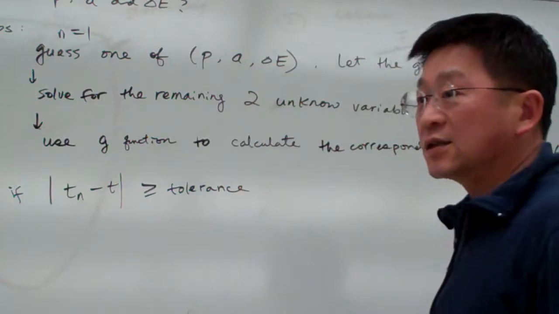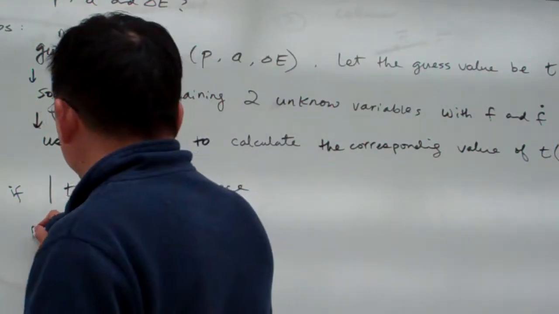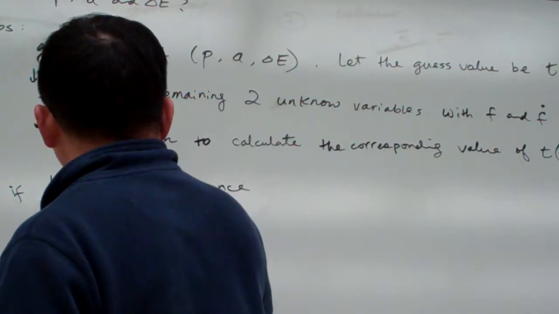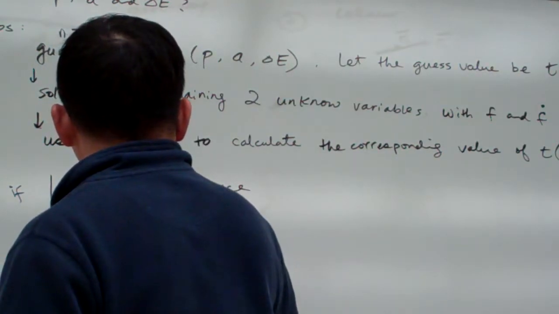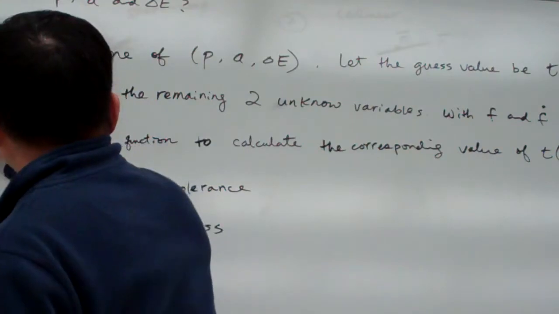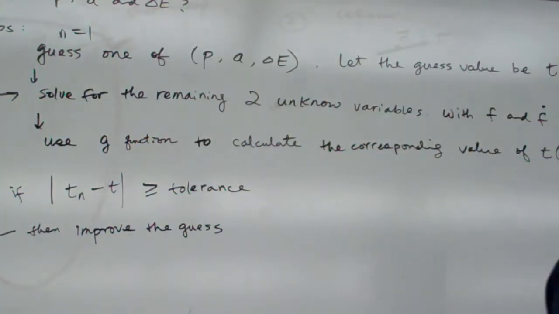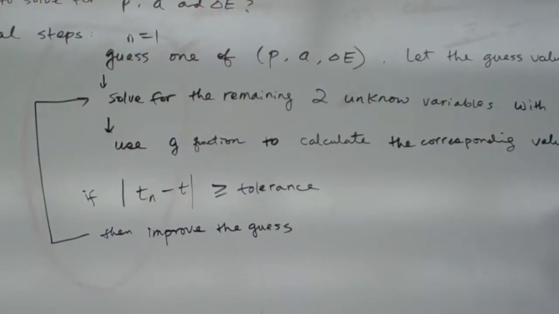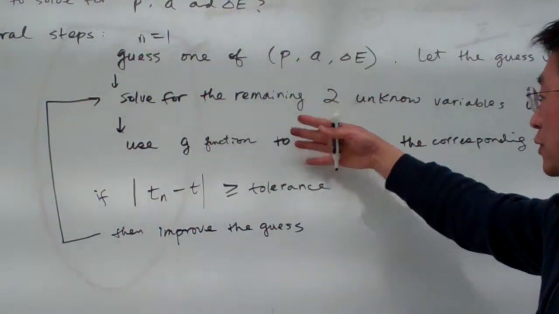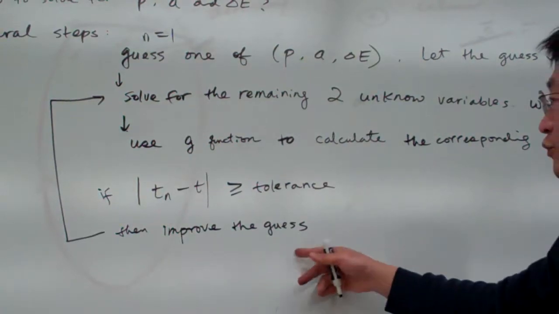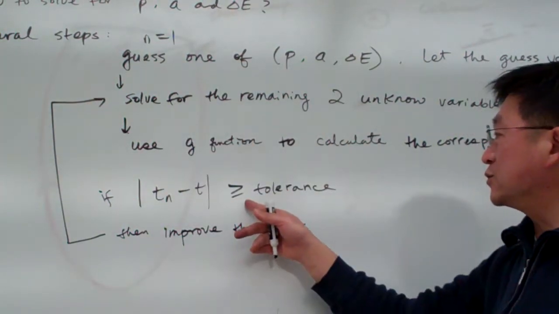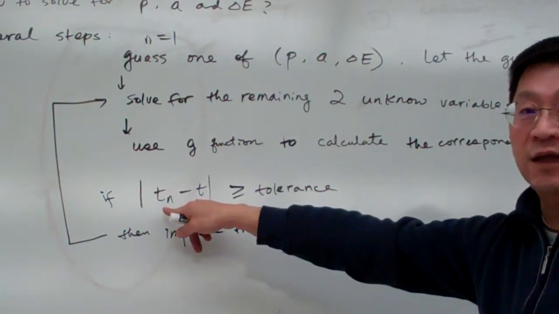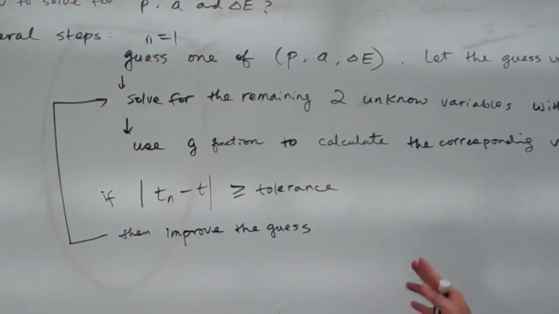If the guess is not good, then improve the guess. And then we go to here again. So that is the loop. We keep changing: we make the guess, we do the calculations, and we improve the guess, until the difference between our guess and the calculated value is close enough, then we stop.